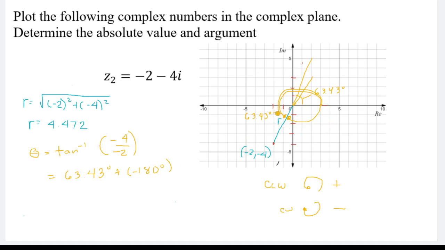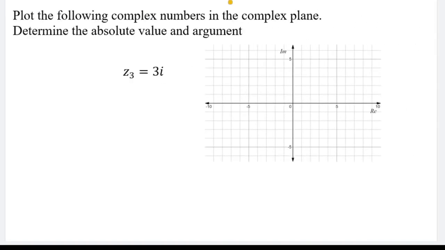Since hindi ito kasama, kasi ito yung ating angle na nasukat mula dito hanggang dito, so that is 63.43, and we want to measure this angle, so that is negative 180 or 63.43 plus negative 180, and that's equivalent to negative 116.56 degrees. This is our amplitude. As we observe, tama naman to kasi negative 116.56 yung ating magiging amplitude for example number 2.